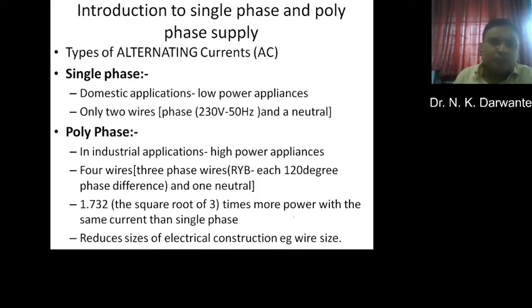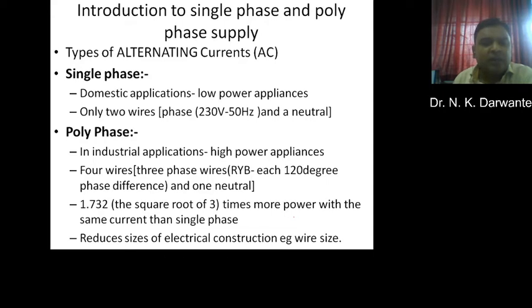Actually, though we are calling it a polyphase supply, specifically it is a three phase supply. Okay, three phase supply having a phase difference of 120 degree. Now this polyphase, hereafter I will call this a three phase supply. It is useful in the industries for high power applications, and it has four wires. How many wires? Four wires.